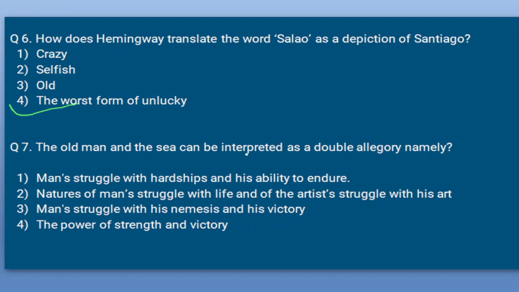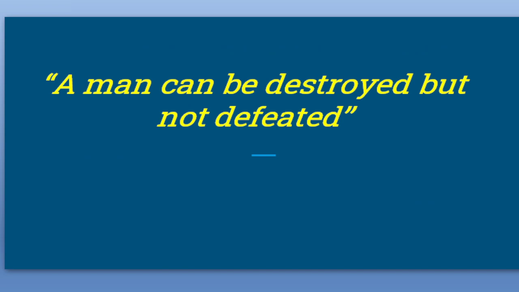The Old Man and the Sea can be interpreted as a double allegory, namely man's struggle with hardship and his ability to endure. So this was a question.